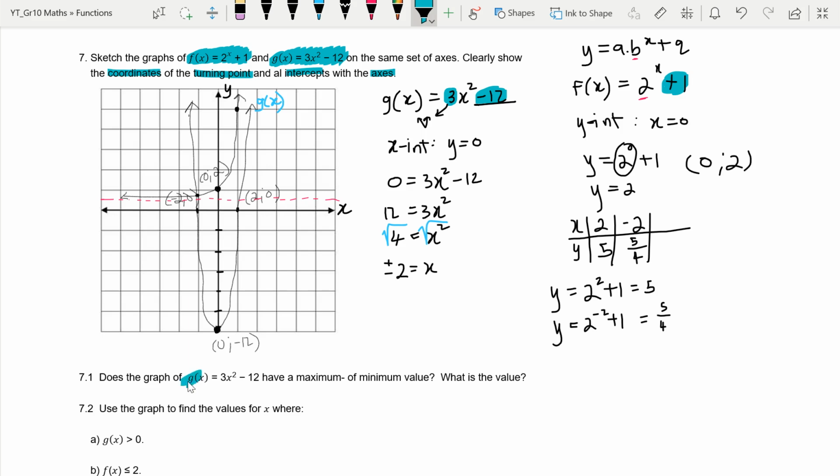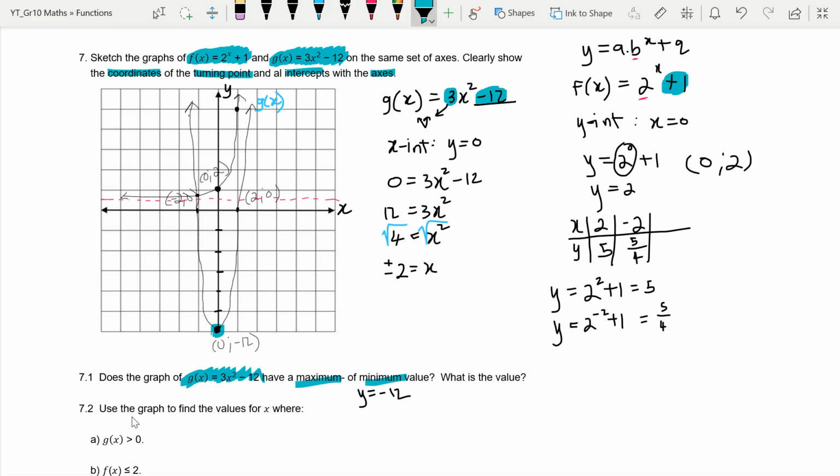Does the graph of G, there it is, have a minimum or a maximum value? And what is that value? So we're going to go look at the turning point of G. So G is over there. So it has a minimum, and it is by negative 12. It is where y is equal to negative 12. That is the minimum value for our parabola.